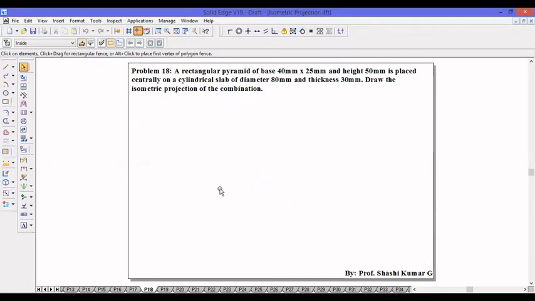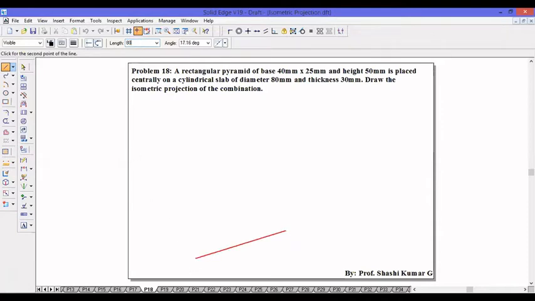A rectangular pyramid 20 by 25 and height 50 mm is placed centrally on a cylindrical slab of diameter 80 mm. So the cylindrical slab is given: 80 mm at 30 degree, 80 at 150 degree, 80 at minus 150 and 80 at minus 30. So this is the base square to construct the ellipse for the cylinder.